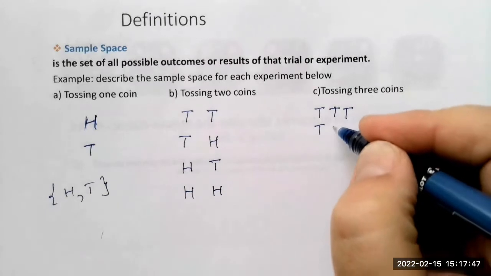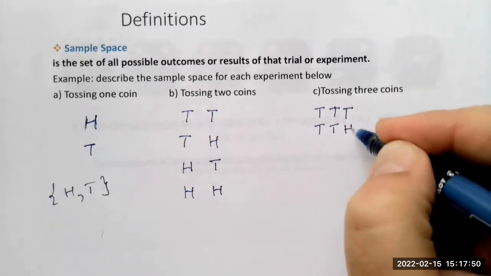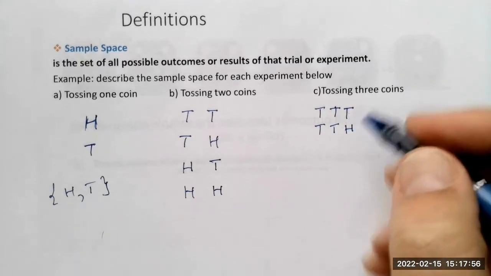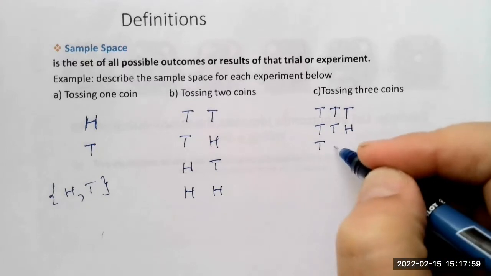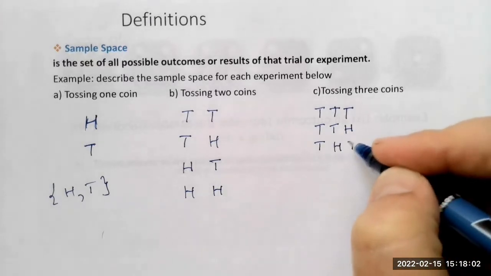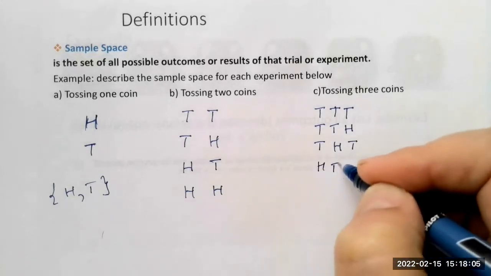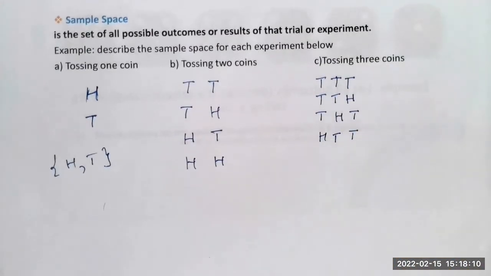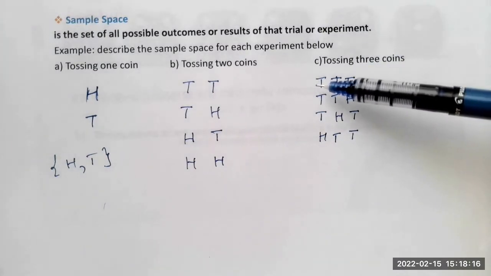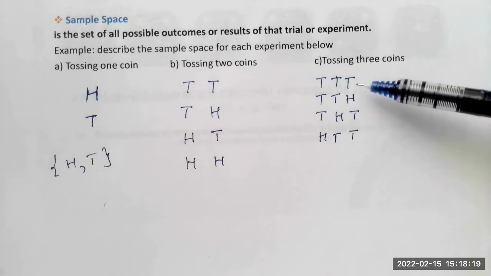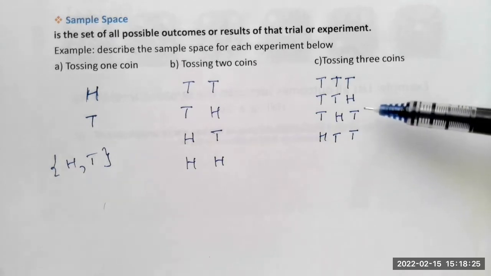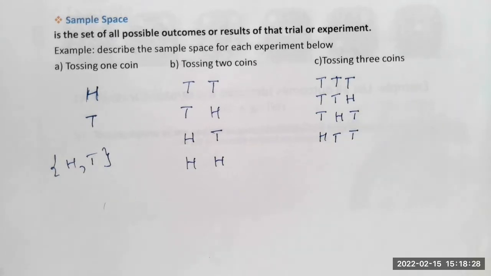On the second toss, we get tails again, and in the third, we could get heads. And then another possibility is tails on the first, heads on the second, tails on the third, and then heads on the first, tails on the second, tails on the third. But these are not all of the possibilities, right? So we only described the possibilities where all 3 tosses end up in tails, and then one of the tosses ends up in heads, whether it's the last, the middle, or the first one.